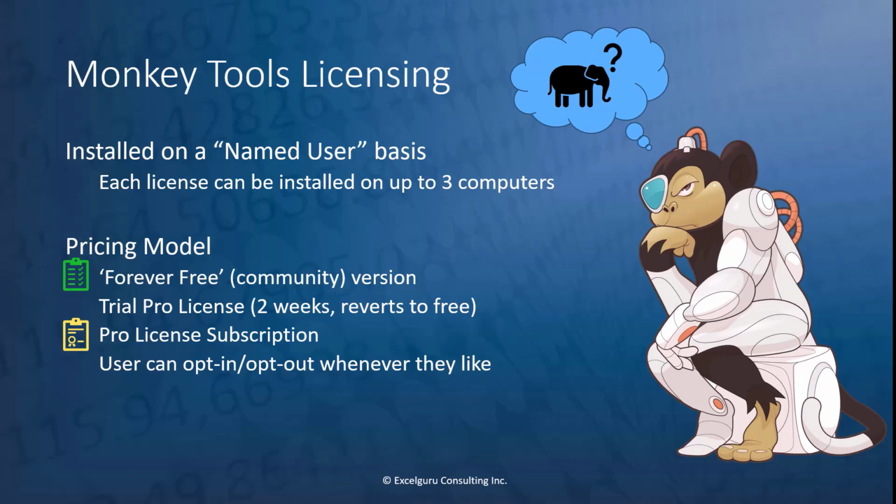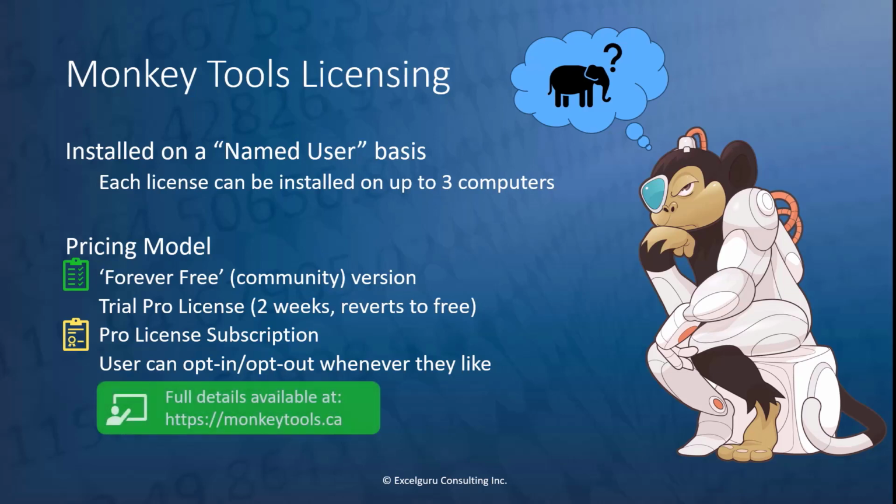If you need it for a month for the pro features, you can opt in, and then if you don't for 5 months, that's no problem. When you need it again, you can opt in again, or you can just make it easy and go for an annual subscription. Whatever works best for you is the way that I want you to work with this. Full details of all pricing and the ability to purchase and download are available at Monkey Tools, including how to get the free or pro trial licenses.